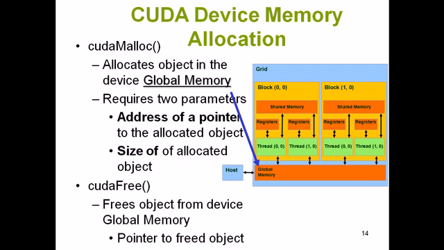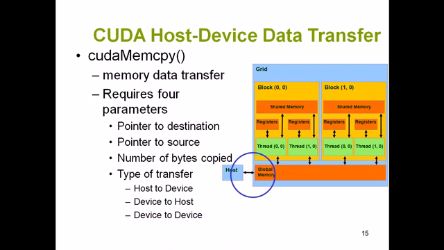CUDA device memory allocation. Let us first of all discuss how memory is allocated in device memory. The cudaMalloc function allocates objects in device global memory. It requires two parameters: the address of a pointer to the allocated object and the size of the allocated object. In order to free this object, the cudaFree function is used.